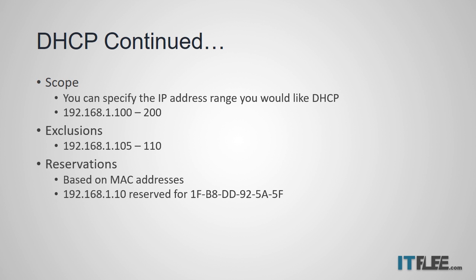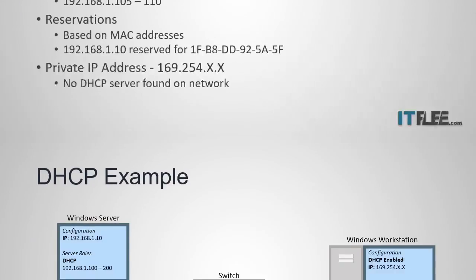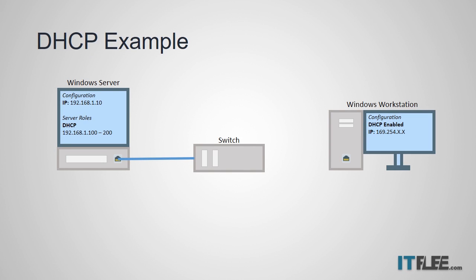This is different from manually configuring the IP address because we are going to configure the IP address from the DHCP server and not the client computer. If you have a computer that is configured to use DHCP, but it has an IP address starting with 169.254, this is referred to as a private IP address. It means that the computer was unable to find a DHCP server on the network, so it assigned itself that IP address. Now let's take a look at the technical explanation of how DHCP works.